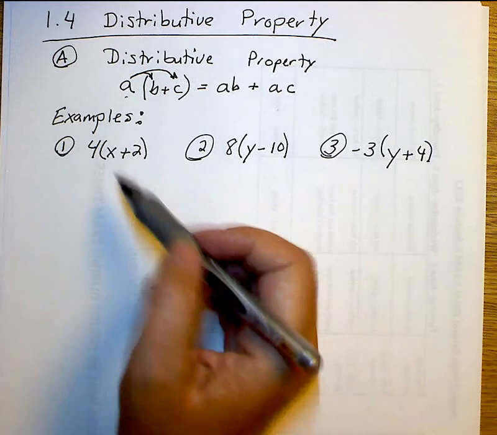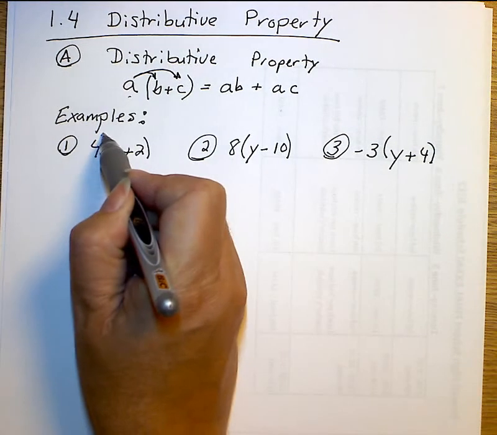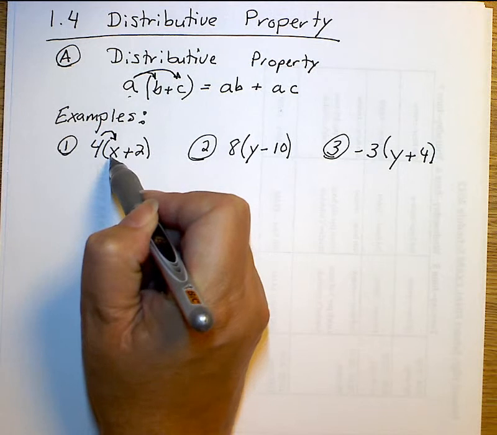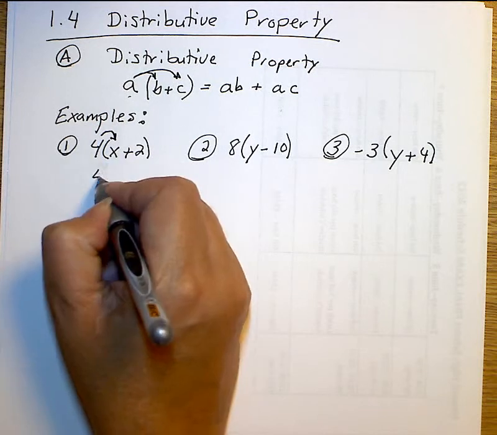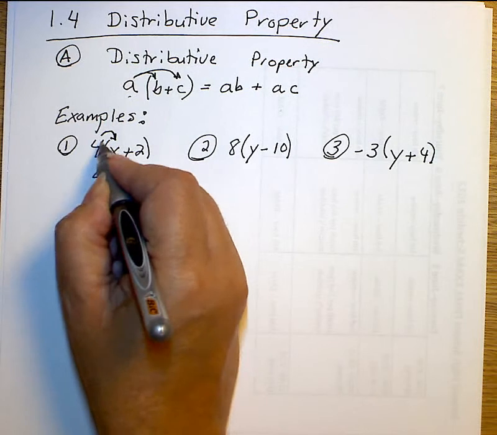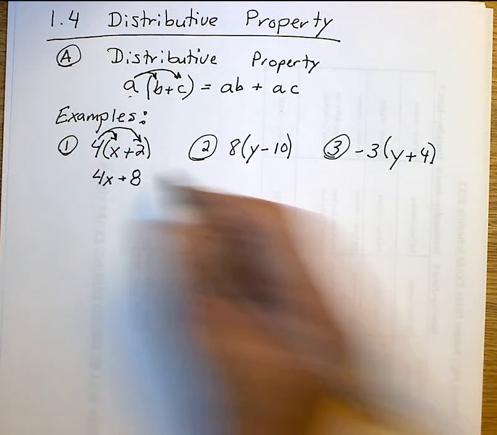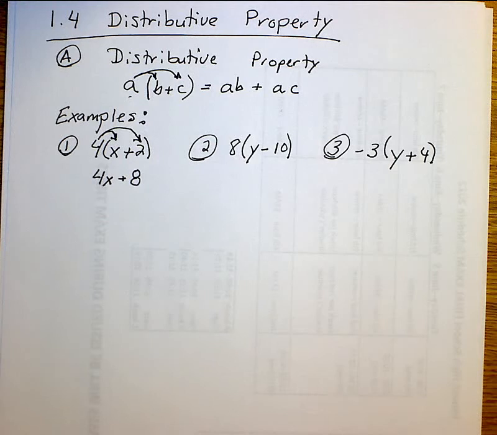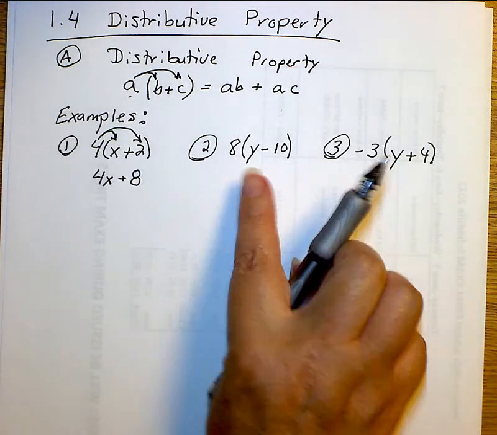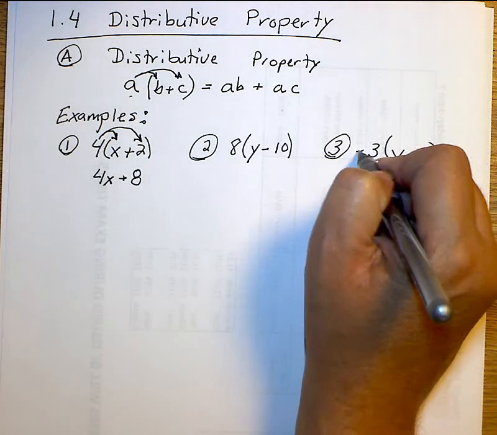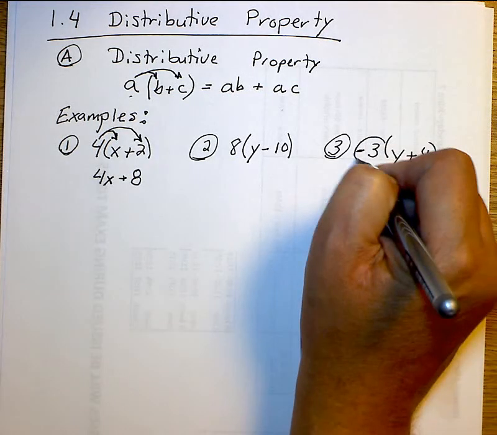So basically, remember, all you're going to do is take that 4 and multiply it by your x, giving you 4x, and then that 4 to the 2, and that will be your plus 8. All right. Now, I'm going to give you a second, and I want you to try 2 and 3. And when you distribute this negative, you're going to distribute this whole thing, negative 3.